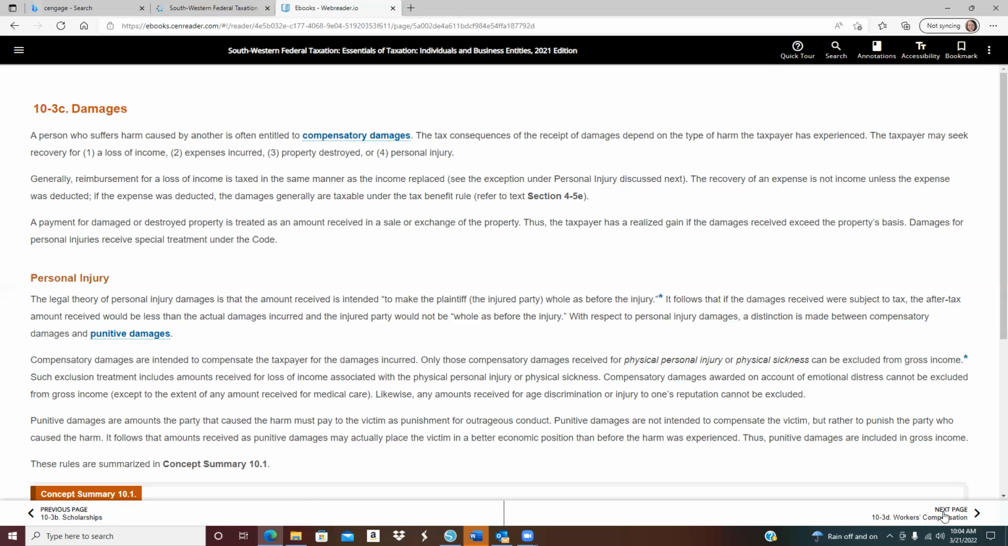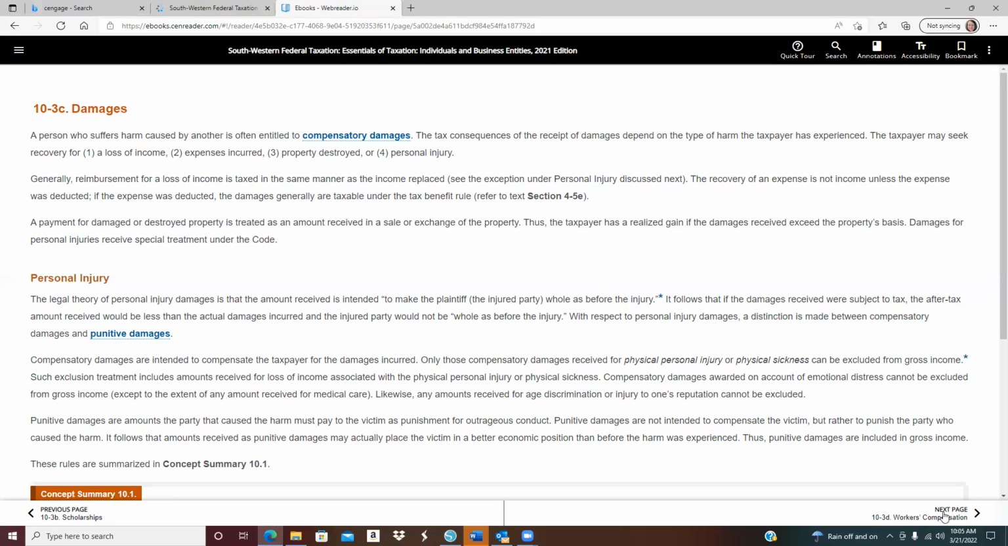But let's talk about punitive damages. These are amounts awarded to the victim as punishment for outrageous conduct. So these are not compensating, okay, for loss of something. These are kind of like a fine or a penalty placed on the person that caused the harm. Punitive damages are not intended to compensate the victim, but rather to punish the party. Amounts received as punitive damages may actually place the victim in a better economic position than before the harm was experienced.